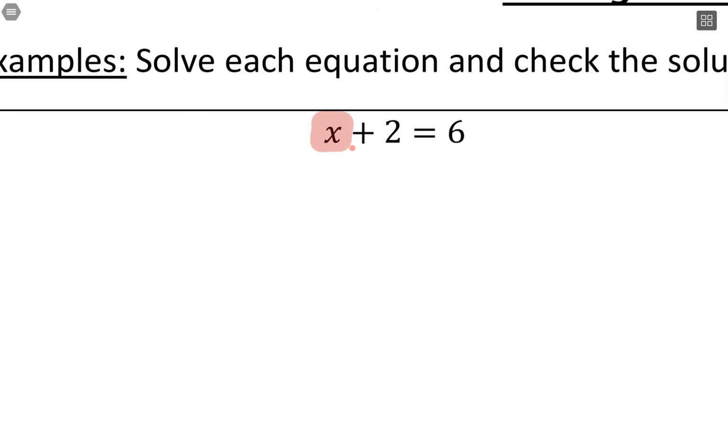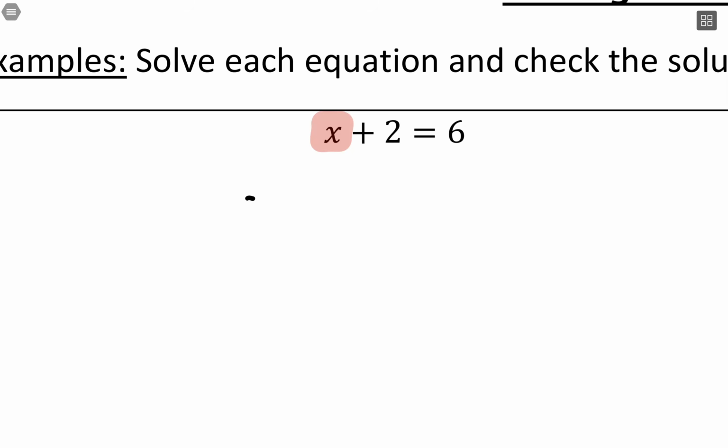So the idea being, right now we're adding 2 onto it, and I want to stop that. I basically want to get rid of that. But I can't just erase it. If I just take away that 2, it's not balanced. So whatever I do to this side, I need to do to this side as well.